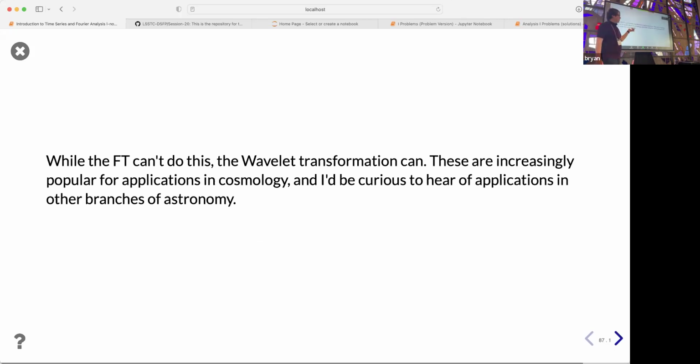I'm familiar with these in cosmology. They're increasingly popular for weak lensing analyses. But I'd be really curious to hear if anybody knows of any applications in other branches of astronomy.